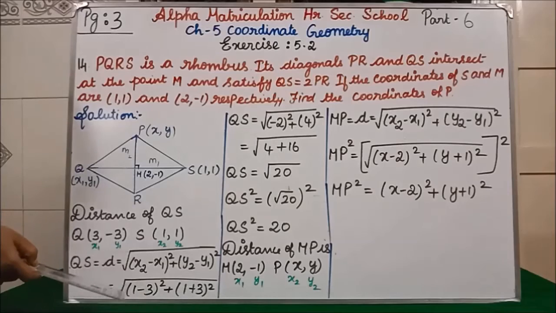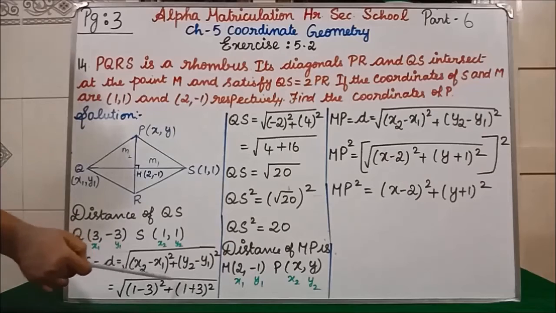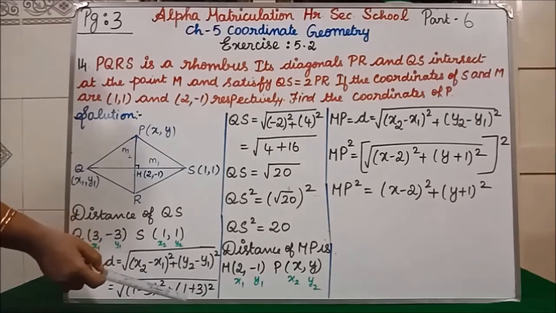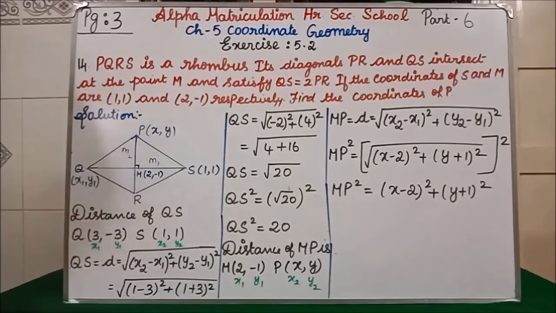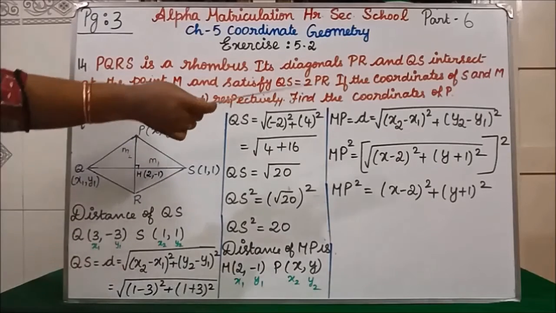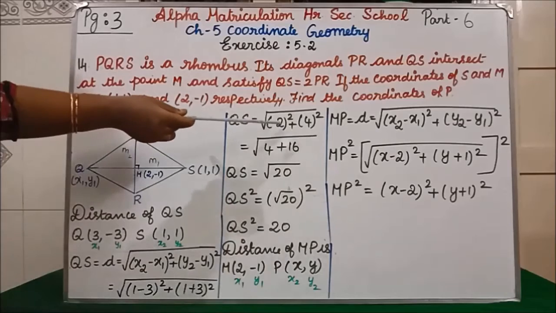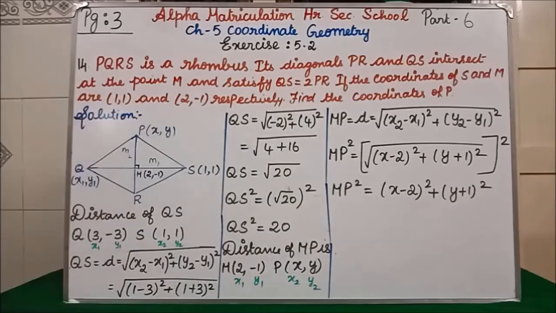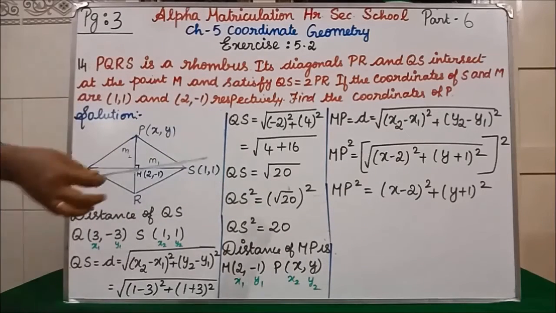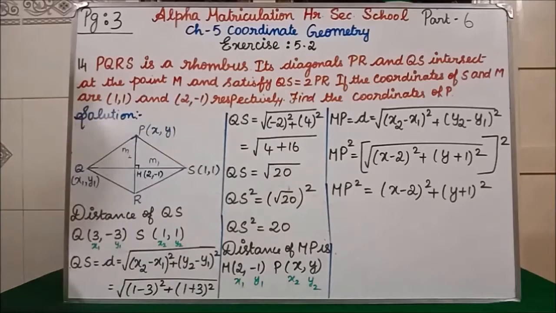Now the x2 value is 1, the x1 value is minus 3, the whole square, plus the y2 value is 1, the y1 value is minus, so in the formula, 1 minus becomes plus 3, the whole square. The next step: 1 minus 3 is minus 2 the whole square plus 1 plus 3 is 4 the whole square. Minus 2 into minus 2 is plus 4, and similarly 4 square is 16. Clear? QS is equal to square root of 20.